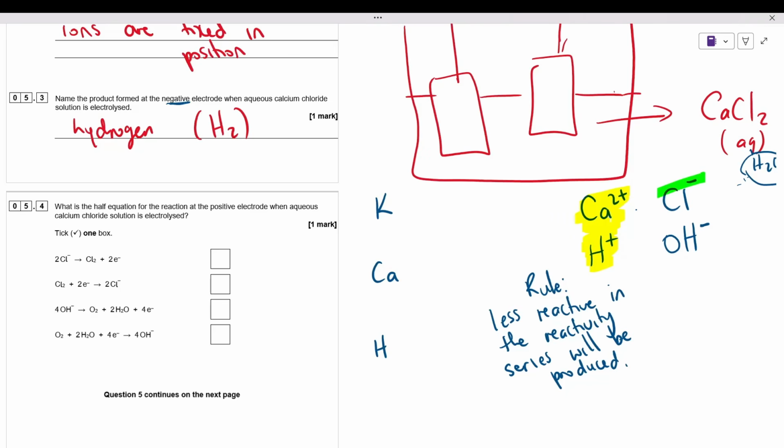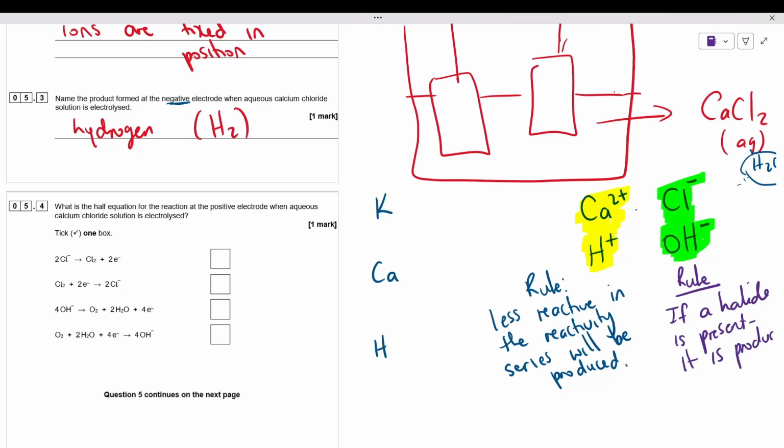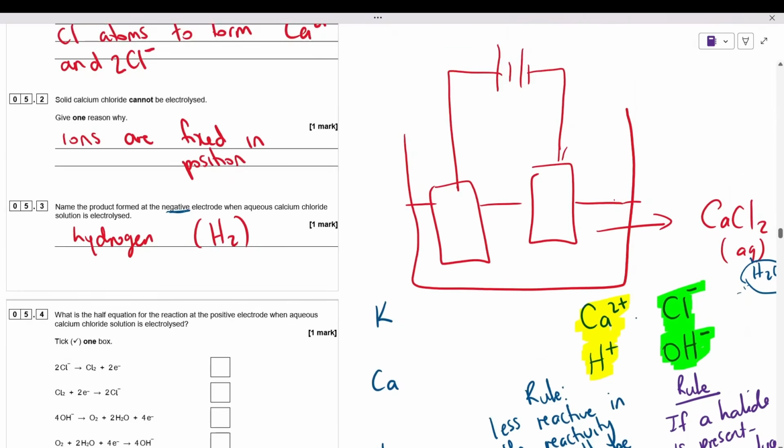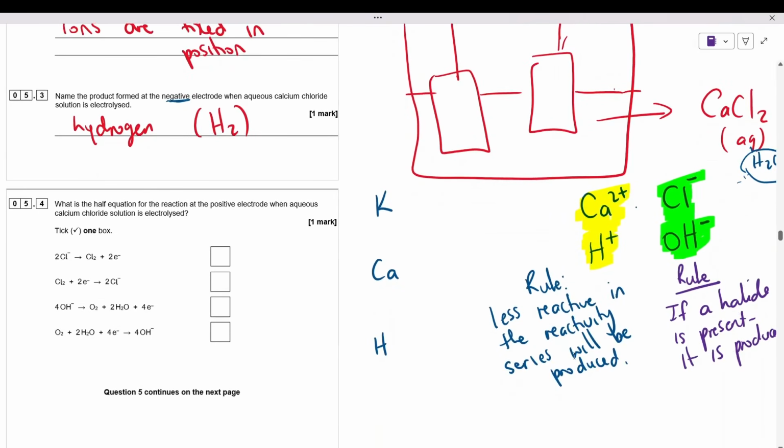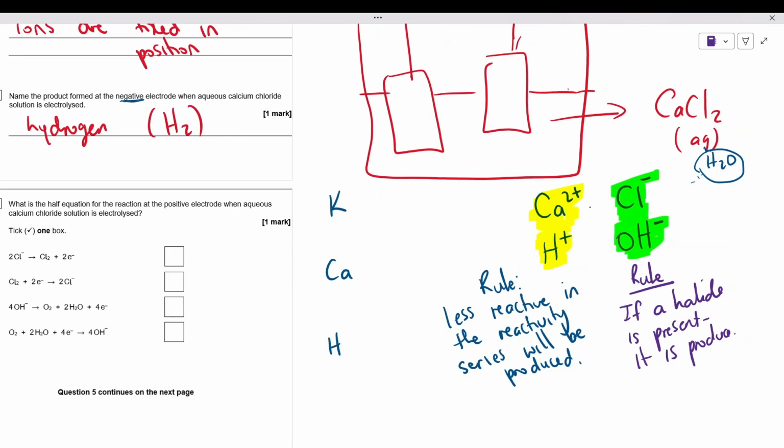So at the positive, we know that these will go towards the positive. Now we need to look at the rule at the positive, and the simplified rule. The rule, simplified, I'm going to simplify it as best as I can, right? If a halide is present, it is produced. All right, so if a halide is present, it is produced.